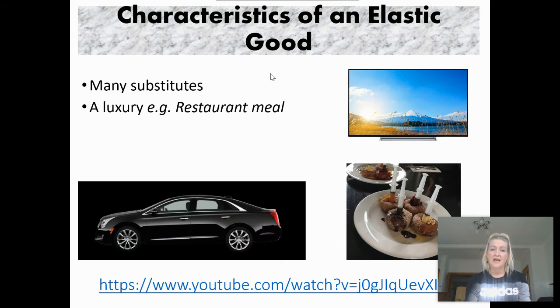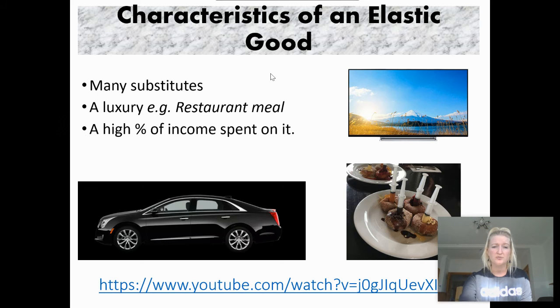Elastic goods are usually luxuries. This is because consumers don't essentially need them. Luxuries are kind of like a treat. So if the price of luxury goods goes up, it makes them less affordable for consumers, and they will switch away from consuming luxury goods. Luxury goods are also quite expensive, so you'd spend a high percentage of your income on these types of goods, which therefore makes you more responsive to the price change.